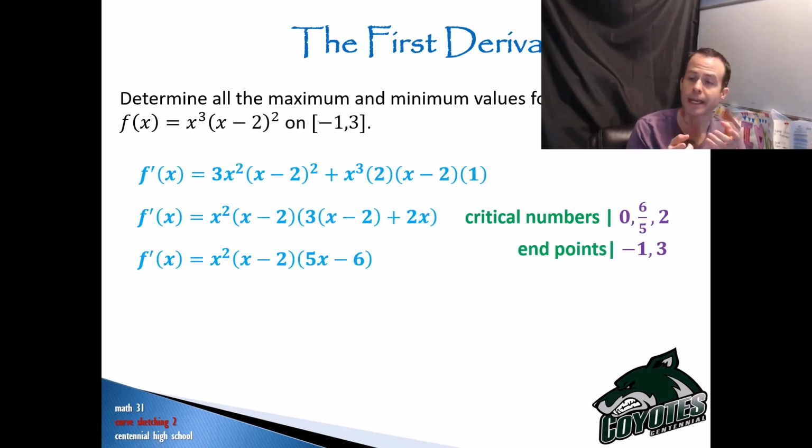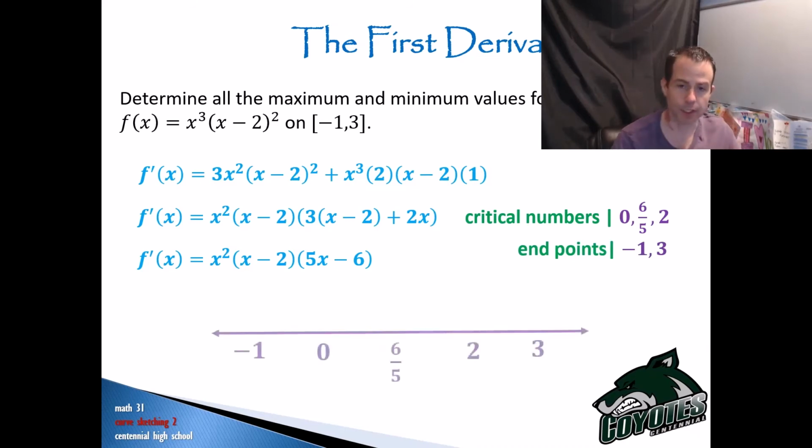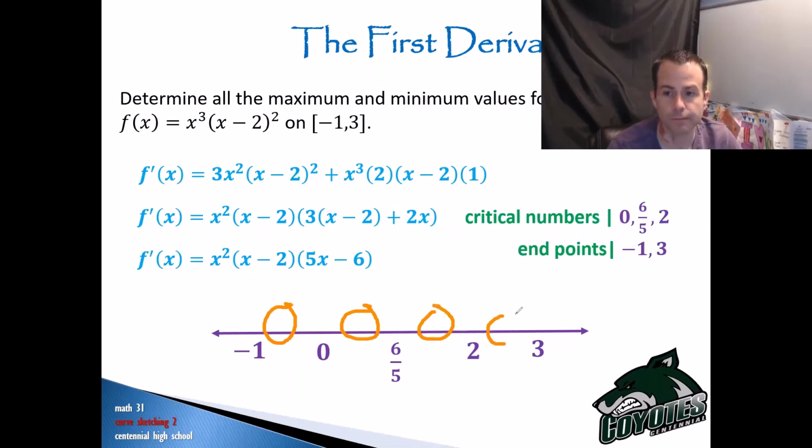And then I know I have my endpoints at -1 and 3. So what I now want to do is take those 5 items and stick them on a number line, okay? And that essentially brings me into 1, 2, 3, 4 areas that I need to check to see whether the derivative is positive or negative, okay?